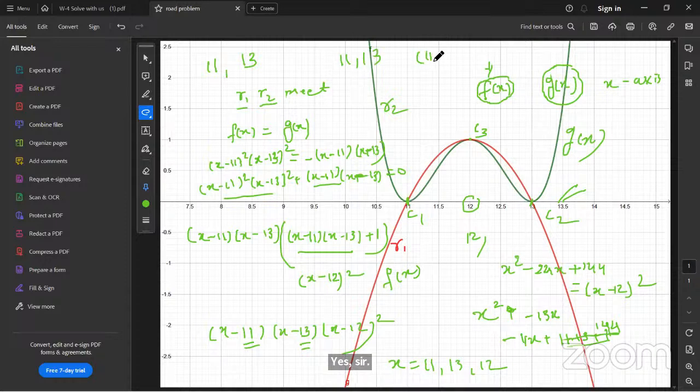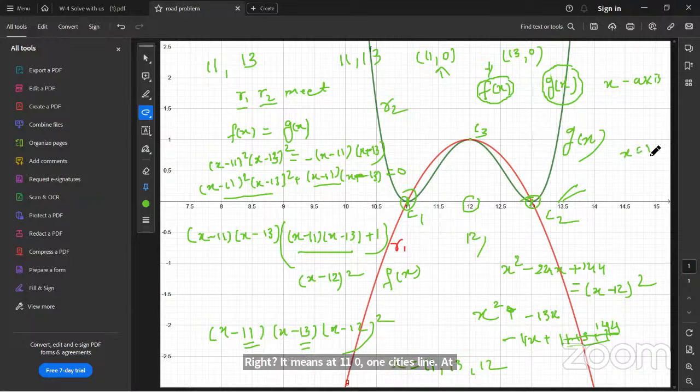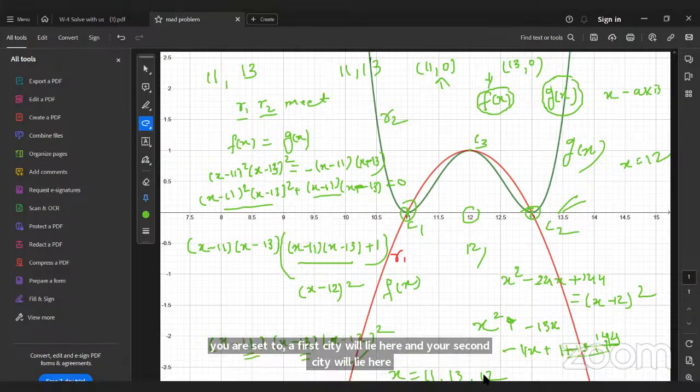It means at 11, 0 one city is lying, and at 13, 0 the second city is lying. So your first city will lie here and your second city will lie here. What remains is the one for x equals 12 only. Understood up to here? Let me write.